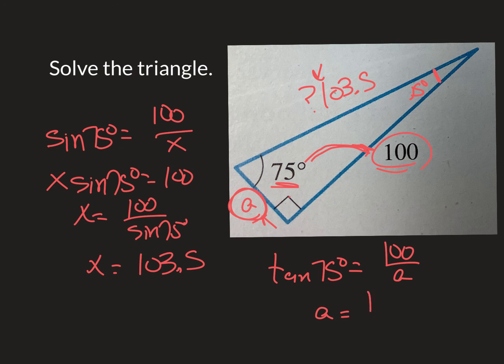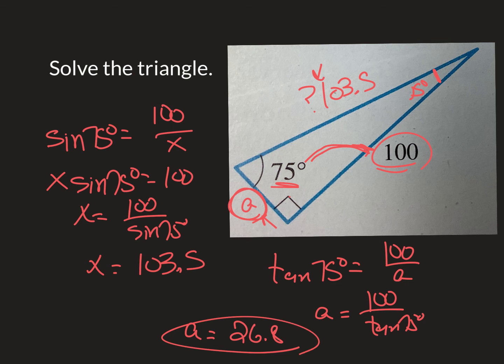Once I move everything over, I'm going to end up with 100 over tangent 75. And I'm just going to solve that. So I'm going to say 100 divided by tangent 75. And I would get 26.8. And so there's everything. There's this little side over here. We got the hypotenuse, and we got the angle. So we solved the whole triangle, which is what they wanted me to do. Because solving the triangle means just that. Find everything you can.